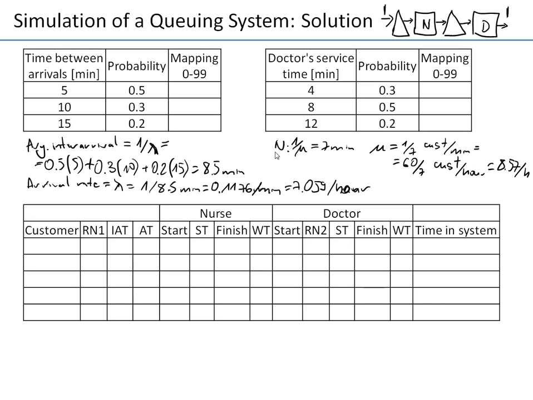For the doctor, however, I'm running out of space here. For the doctor, 1 over mu is again the average service time, and it will be the expected value of this random variable.